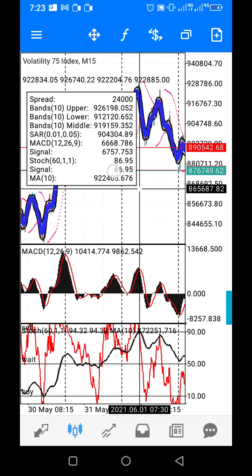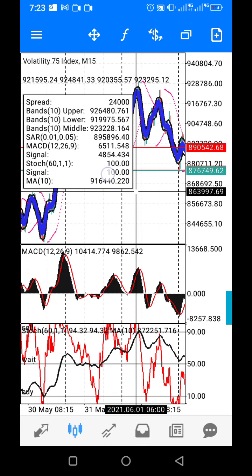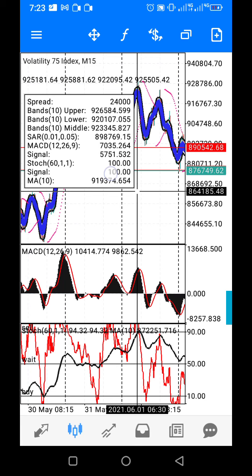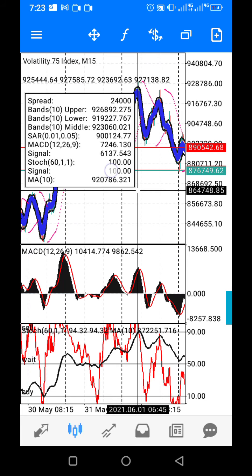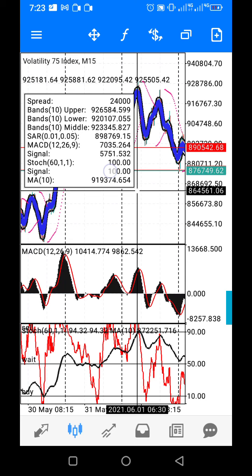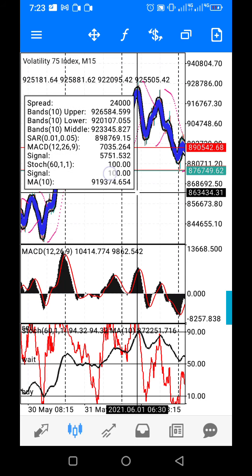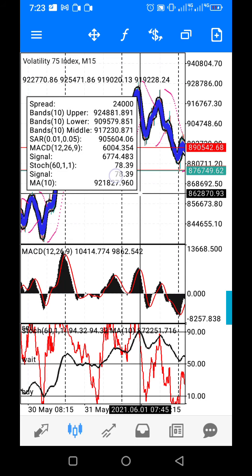That is how this volatility market is. The market is very volatile. That's why the name itself is volatility. Very volatile. It can make you poor in seconds. It can make you rich in seconds. So imagine you sold here and it came all the way down.